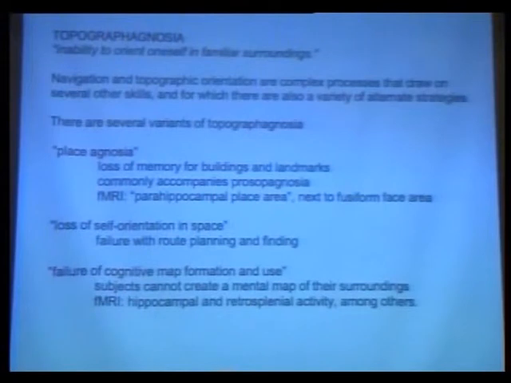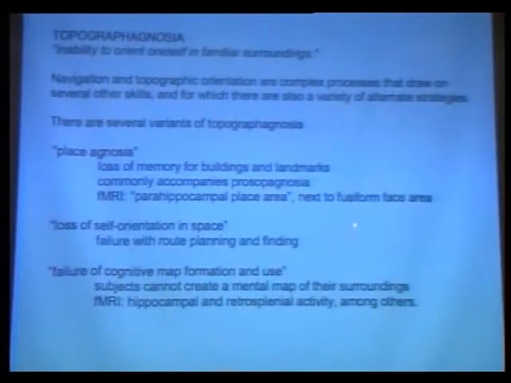Topographic agnosia. This is the inability to orient in familiar surroundings, and like all complex skills, you have a number of processes that you may need to use to navigate correctly. So there are several variants. One variant is a place agnosia, where you've lost the memory for buildings and landmarks. Most of us do use buildings and landmarks to orient in space. You know, you come to this building, you turn left. But you can't recognize a building anymore.